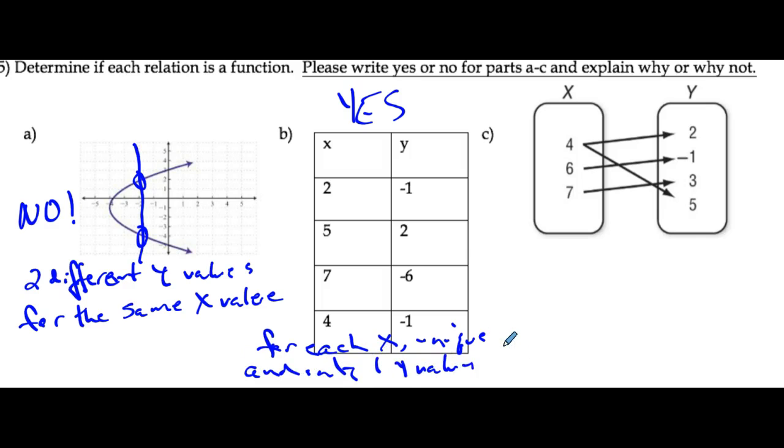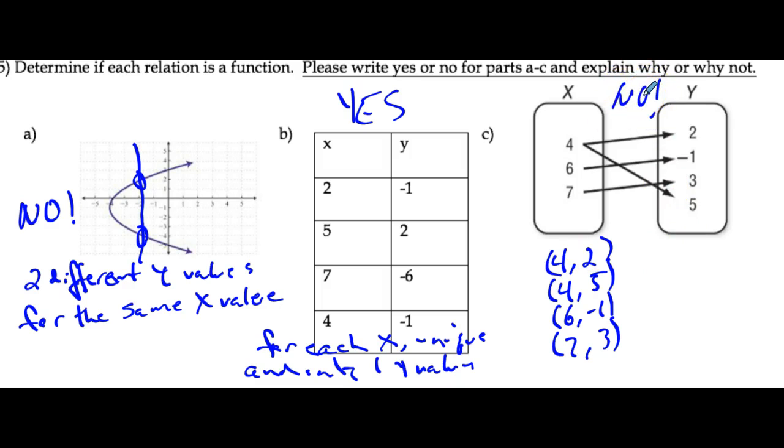And lastly, in this diagram, we have inputs of 4, 6, and 7, but we see that the 4 goes to the 2 and to the 5. So if we listed those as coordinates, it'd look like this: 4, 2, 4, 5. And you could say stop right there, that's a problem. And then we have 6, -1, and 7, 3. So the issue is right here. The fact that we have a 4 with a 2 output and a 4 with a 5, it's not good. So this is not a function, no.